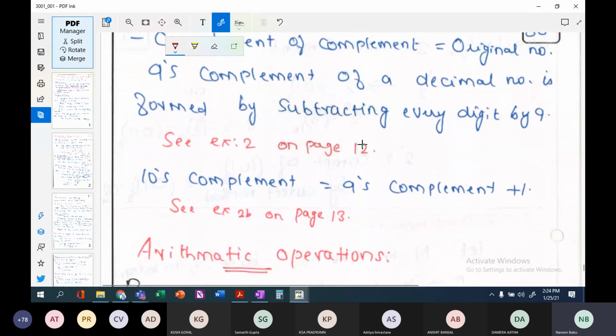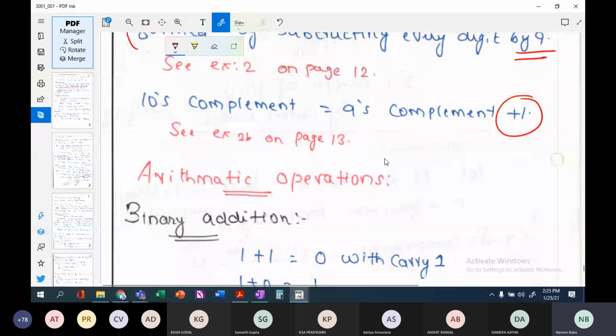All right, so this is what I gave you as a shortcut for the nines complement. The nines complement of a decimal number is found by subtracting every digit from 9. And if you want the tens complement, add 1 to the nines complement. With this, let's move on to the arithmetic operations of binary bits.